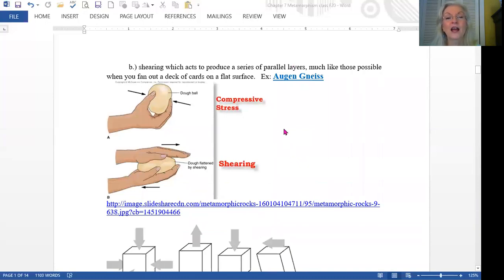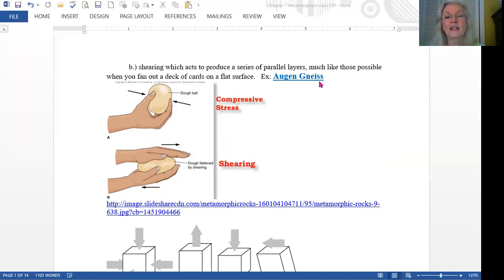And we can also have a shearing effect. So we've talked about how compressive stress gives you the layers. We got that in the previous example for the gneiss. But shearing is when there's a rolling motion to go along with it. So the forces are exerted, but they compress and roll at the same time. And what that does is it takes some of the minerals, and instead of just making little layers out of them, it rolls them up and makes little balls.